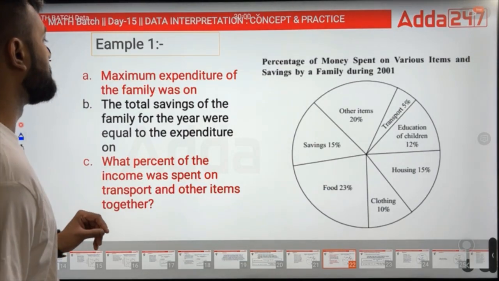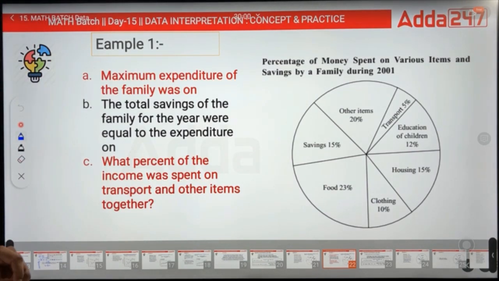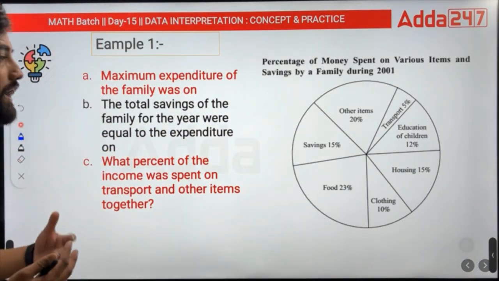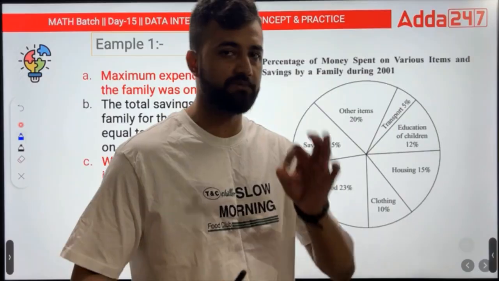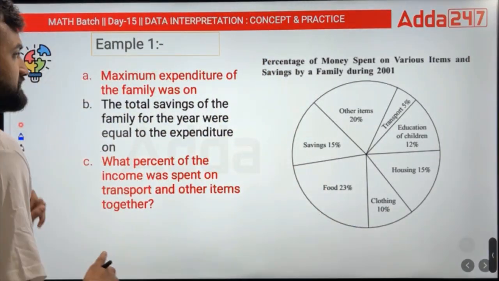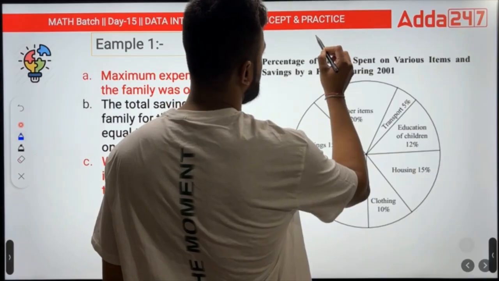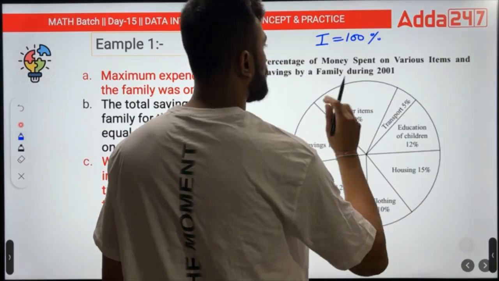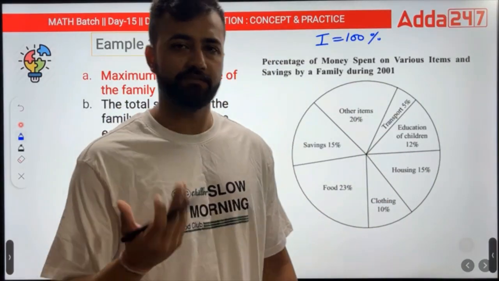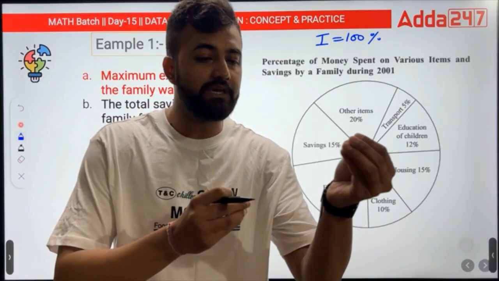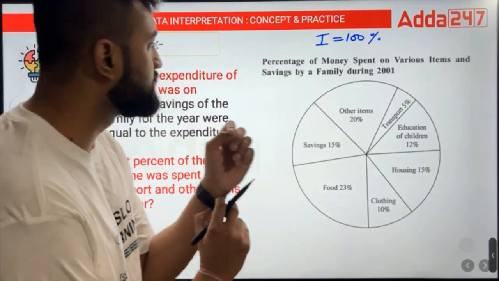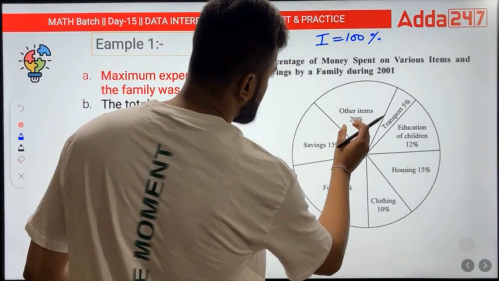Okay. Maximum expenditure of the family was on. So as we can see, sir, suppose the total income is 100%. Whatever money I'll be getting will be my 100% of income, and from there I'll be spending. That will become my expenses. So from this 100%, 20% has gone to other items and so on.